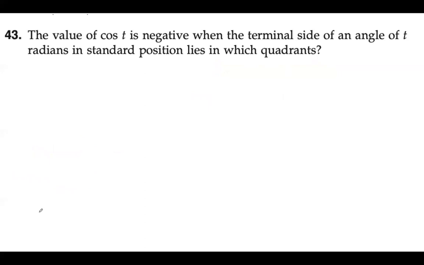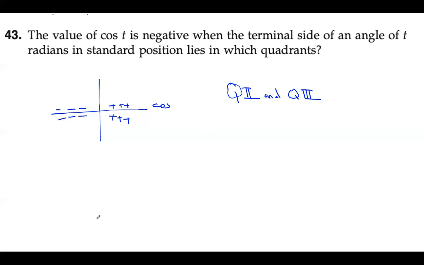Okay, the next question. The value of cosine t is negative when the terminal side of an angle of t radians in standard position lies in which quadrants? So they are asking about when cosine is negative. You know, cosine is positive in the first quadrant and in the fourth quadrant. In the second and in the third quadrant cosine is negative. So the answer of this question is quadrant 2 and quadrant 3.